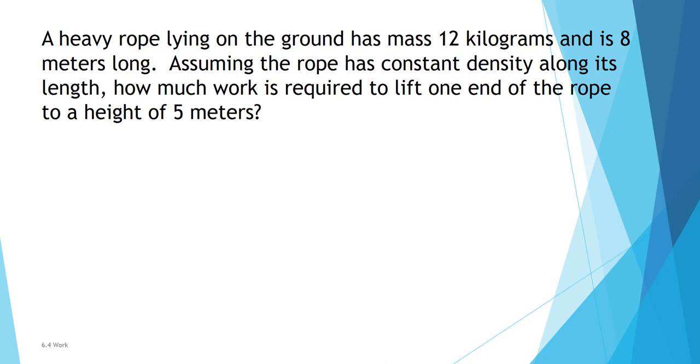The first thing I want to deal with is this constant density along its length. Okay, so all I'm really thinking is my rope is 12 kilograms divided over 8 meters. So the density is 1.5 kilograms per meter.